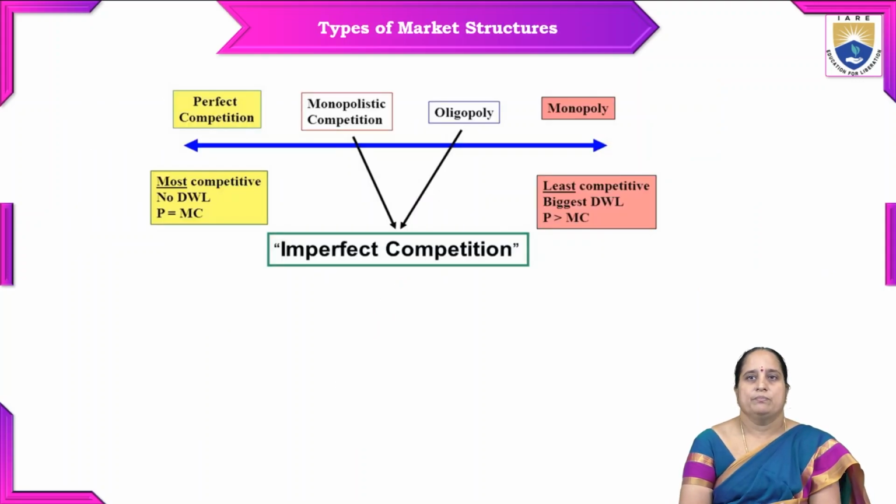So this is the structure of markets based on the competition. If you observe any kind of market structure, it will have two extremes, one is perfect, another one is imperfect. Imperfect competition includes monopolistic competition, oligopoly and monopoly, whereas in perfect competition there are no such differences and it is the most competitive, with no DWL and P equal to MC. Here the price of the product is always equal to marginal cost, whereas in imperfect markets, we cannot find tough competition among the sellers, and the price of the good is always greater than marginal cost.